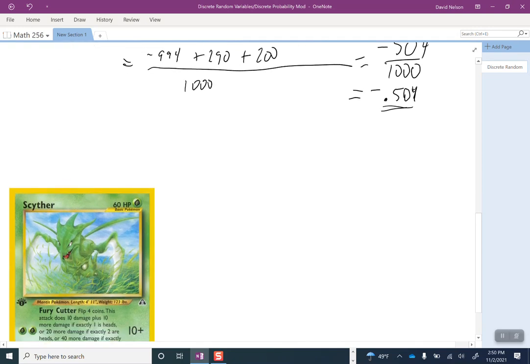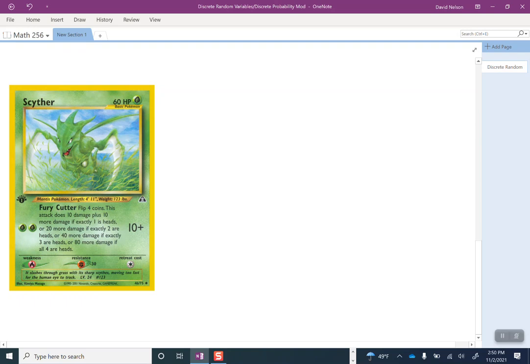All right. Another example are Pokemon cards. You may not know this, but I'm also not just a math professor. I'm also a Pokemon professor, and the Pokemon trading card game. A fair number of attacks have something that involve a flip of a coin, like this Fury Cutter attack that Scyther has. It says flip 4 coins. The attack does 10 damage plus 10 more damage if exactly 1 comes up heads, 20 more damage if exactly 2 are heads, 40 more damage if exactly 3 are heads, or 80 more damage if all 4 are heads.